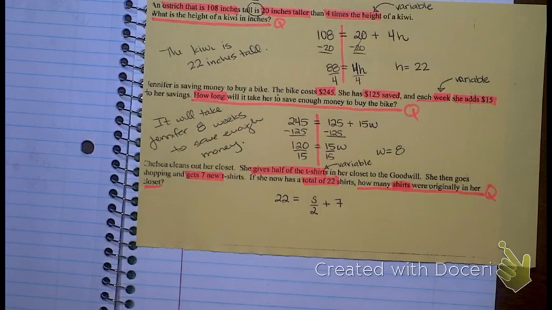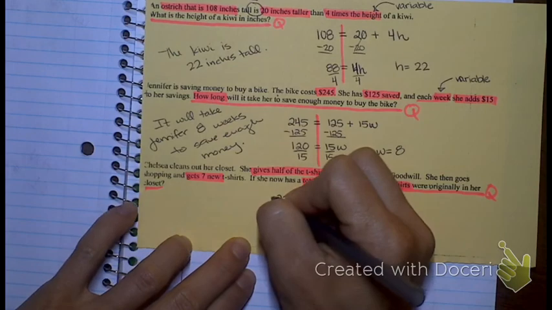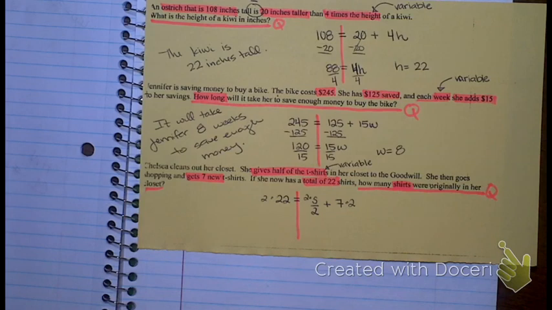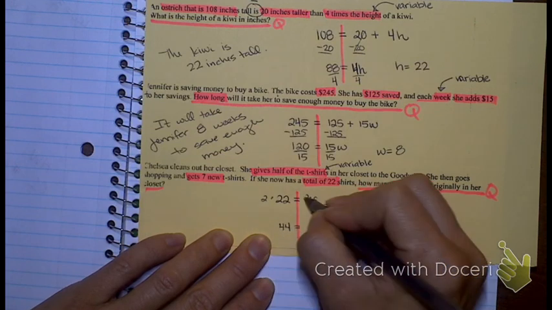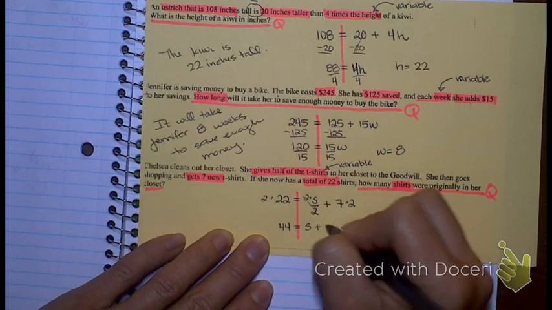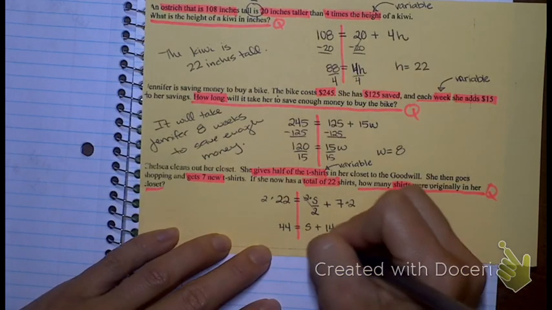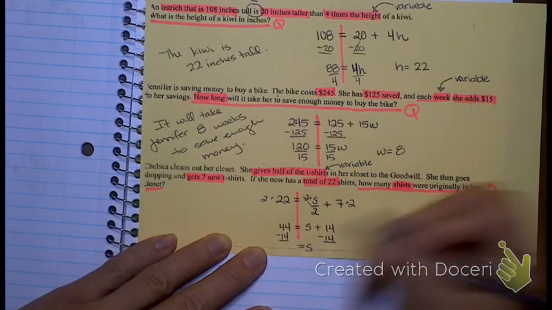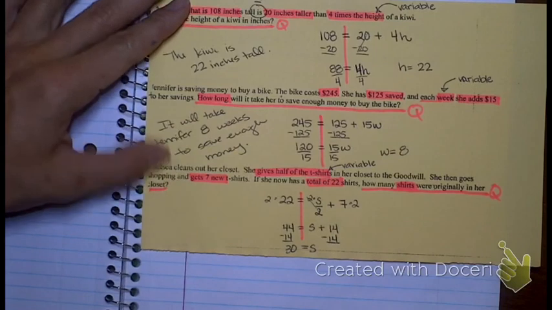So let's solve that. What would you guys do to solve this? You want to multiply all the parts by 2? Times 2, times 2, times 2 to get rid of that denominator. So what's 2 times 22? 24. And those 2's cancel, and that makes 14. So what do you guys want to do next to solve? Subtract by 2. Yeah, subtract. And so what do we get, S equals? 30. So the question was, how many shirts were originally in her closet?